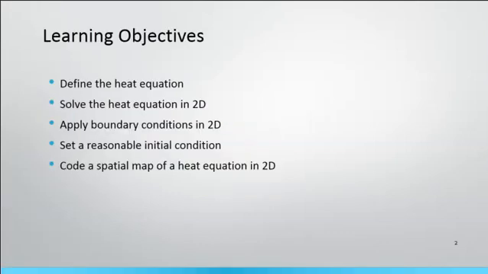The learning objectives today are to define what the heat equation physically means, how to solve this heat equation while applying boundary conditions and set a reasonable initial condition for the heat equation, and use our knowledge of mathematical meaning behind the heat equation to apply it to coding and create a spatial map of the heat equation.